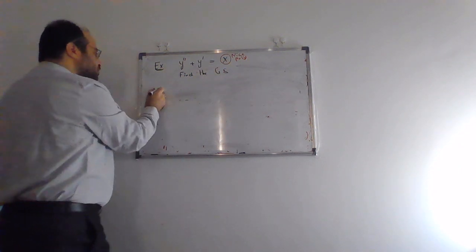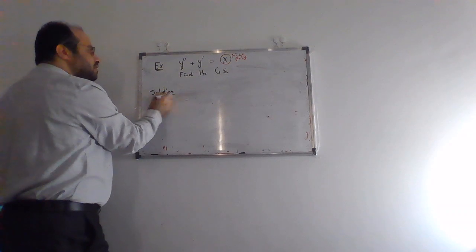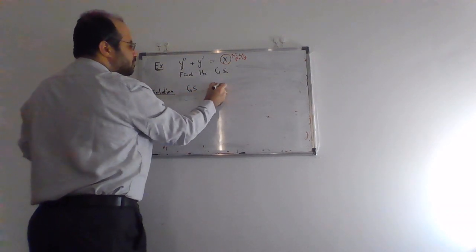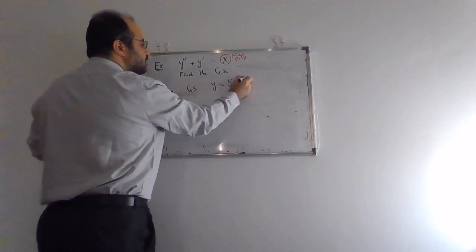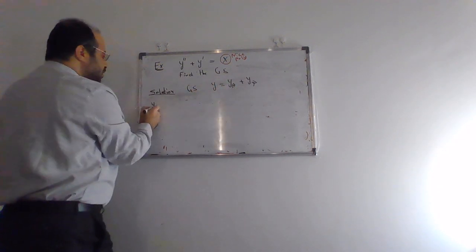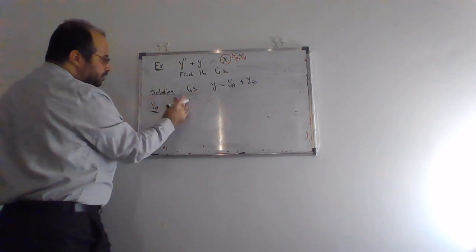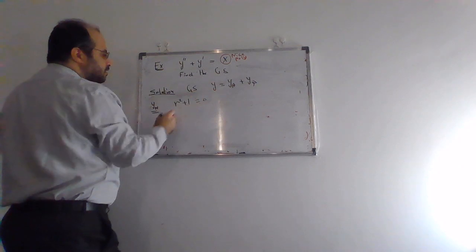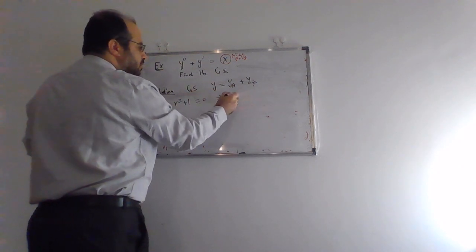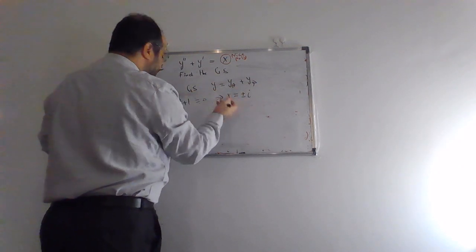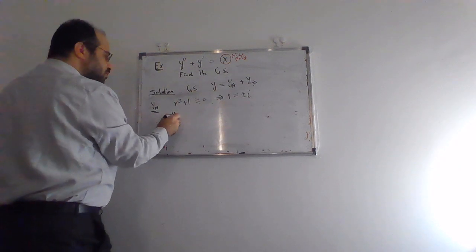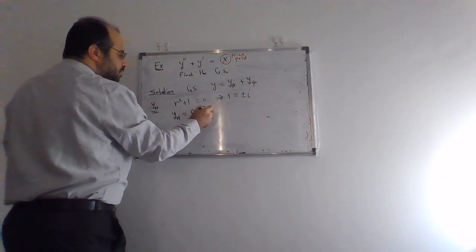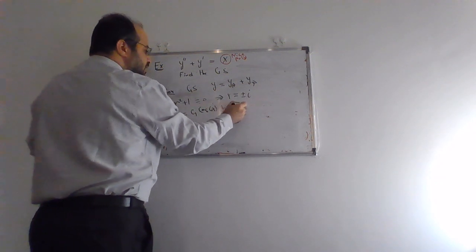Now, here's the solution, just to give you an idea. So what should you do? We know that the general solution is of the form y equals y homogeneous plus y particular. For y homogeneous, you can repeat the work from before: r squared plus 1 equals 0, then r equals plus or minus i, and y homogeneous equals C1 cosine x plus C2 sine x.